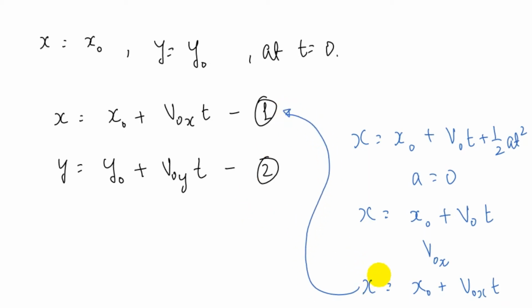And if you replace this x with y, we obtain y is equal to y naught plus v naught y times t, which is the second equation. Now next I'll be taking one example based on these equations.